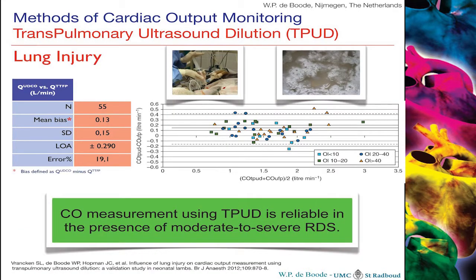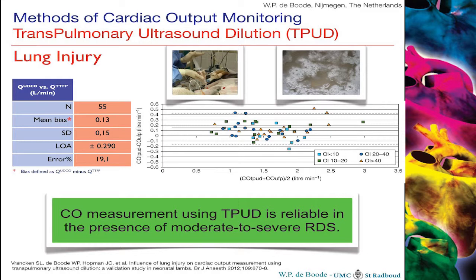We treat babies with lung injury, RDS, and we hypothesized that with a lung injury, especially with a heterogeneous lung injury, there can be difference in the transit time of the indicator, the saline, through the lungs, with some saline passing very quickly and some saline passing very slowly. So that differentiated transit time for the indicator, will it have an implication for the accuracy of this ultrasound dilution method?